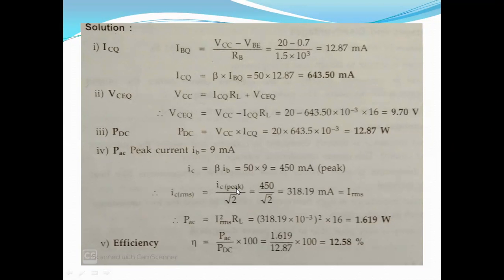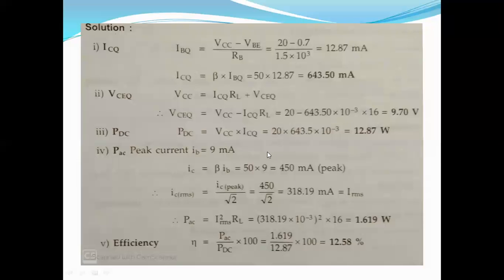That is 450 milliamps by root 2. This will become 318.19 milliamps. This is RMS. Next, what is the power? PAC, we know the relation: PAC is equal to I square RL. In terms of RMS, IRMS square into RL. So IRMS is 318.19 into 10 power minus 3, whole square, into RL, which is 16. So that is 1.61 watts. This is the AC output power.